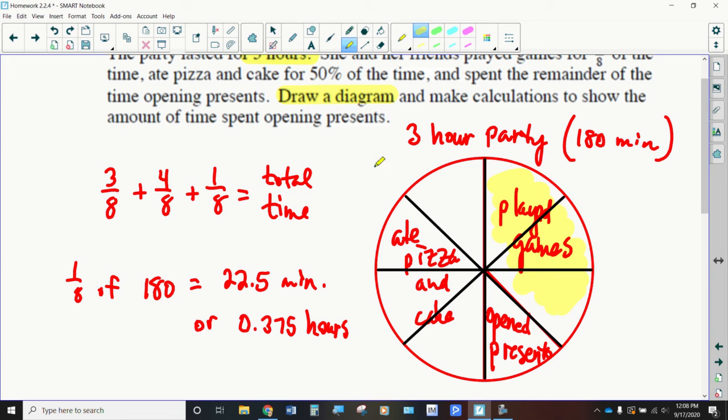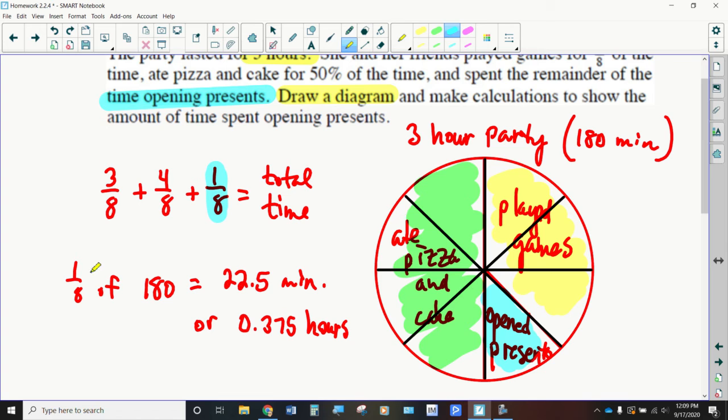And ate pizza for half the time. Oh, pizza and cake for half the time. So let me take half of this, and that's pizza and cake. So the remainder of the time was for opening presents. You can kind of see right there, this section right in there, these were broken up into 8 equal parts, so that has to be 1/8. So 3/8 plus 1/2 is 3/8 plus 4/8, which is the same as 7/8, which means opening presents indeed is 1/8 of the time.